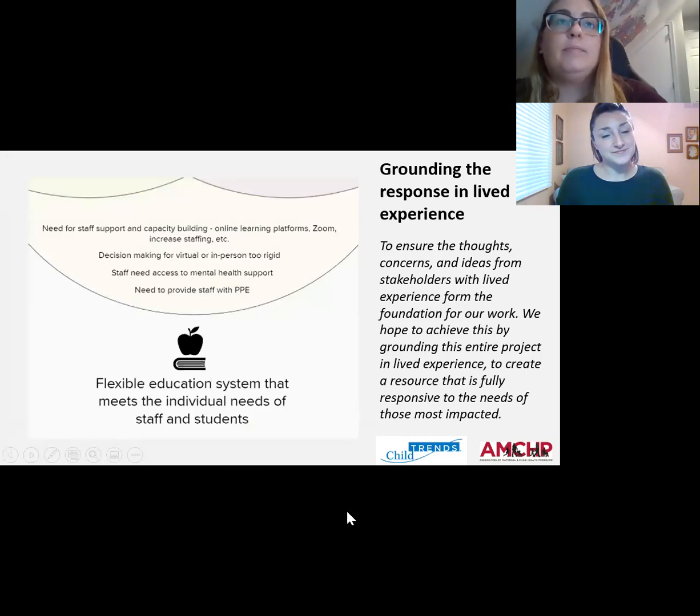Then finally, focusing specifically on the education system, the need for a flexible education system that meets the individual needs of staff and students. I can't say enough how much we heard about the fact that students with disabilities, their families, and the staff that support them are basically being retrofitted into these school building reopening plans, rather than being invited to the table to build the plans and change the plans when change is needed.